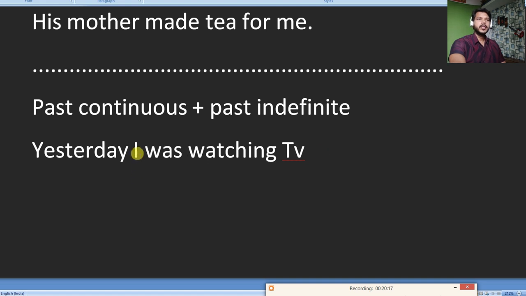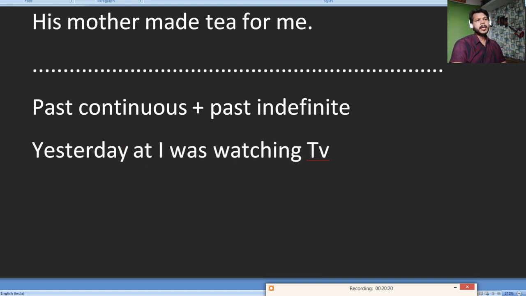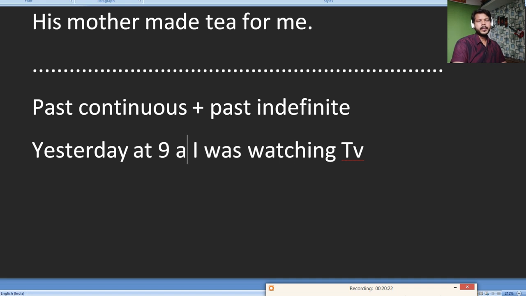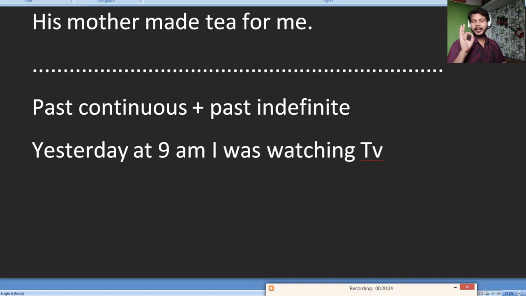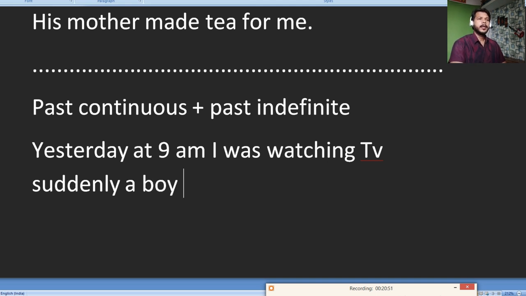So yesterday I was watching TV, suppose yesterday at 9 a.m., okay? Now I'm going to talk about a particular time: at 9 a.m., what action was being done by me? I was watching TV. This watching TV action was being done by me. Now if I want to talk about any action which took place at this going on time, this action which took place must be in past indefinite. So yesterday at 9 a.m. I was watching TV. Suddenly, a guy or a boy entered my room.